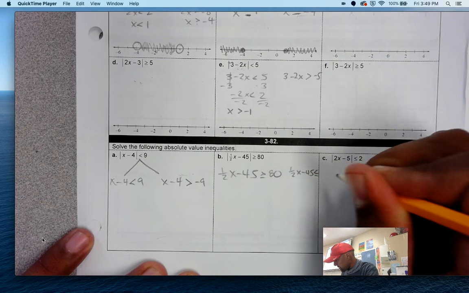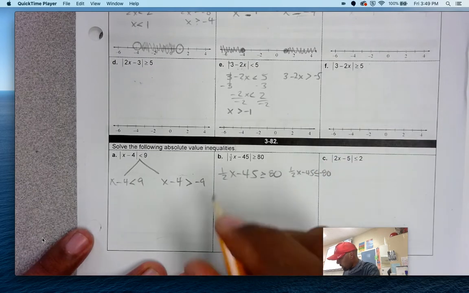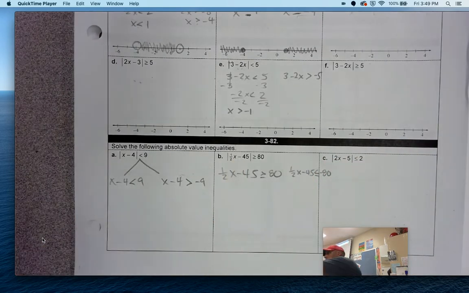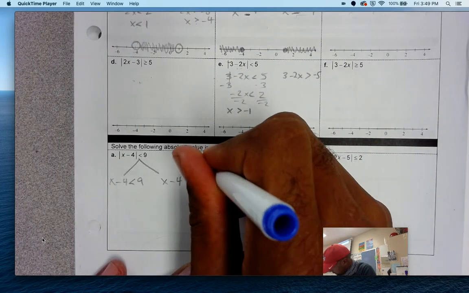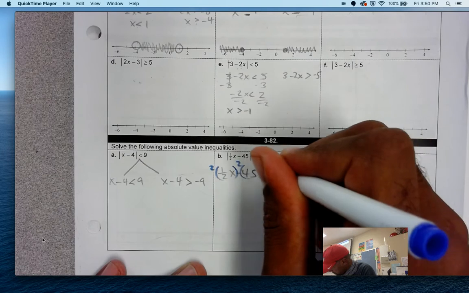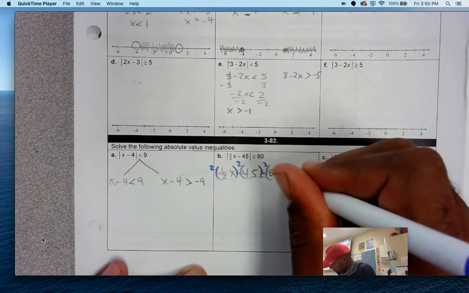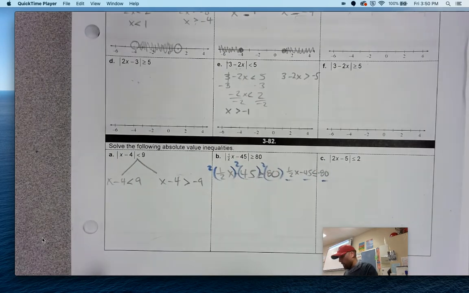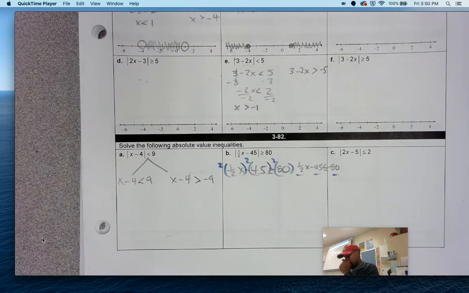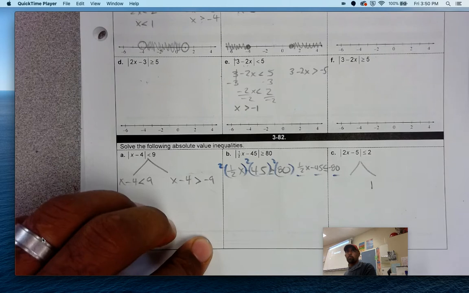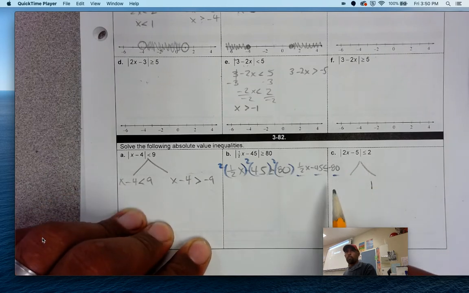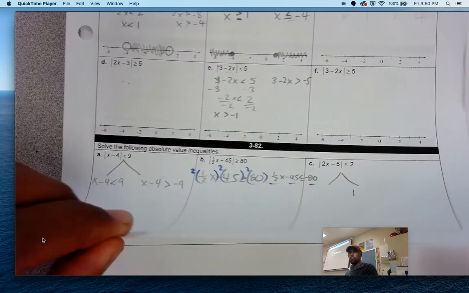Okay, so switch the sign, make it negative. So here, what I would do is multiply everything by 2, and you'll do that to this as well. Okay, and then the steps are the same to solve. Okay, and then same thing here. Okay, split them, keep the left side the same, and then switch the right side.